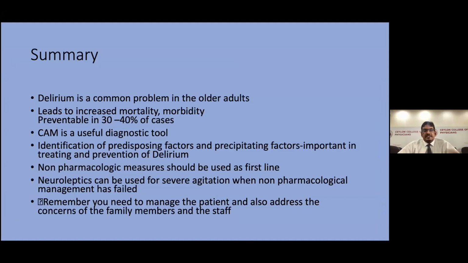So delirium is a common problem. It results in increased mortality, morbidity, but it is a preventable, it is a reversible condition. CAM is a useful diagnostic tool that can be used, and one needs to be aware of identifying predisposing factors and precipitating factors. Non-pharmacological methods should be used as first line, and psychiatric drugs, neuroleptics should be used for severe agitation when non-pharmacological methods fail. We need to remember about the patient and address the concerns of the patient.